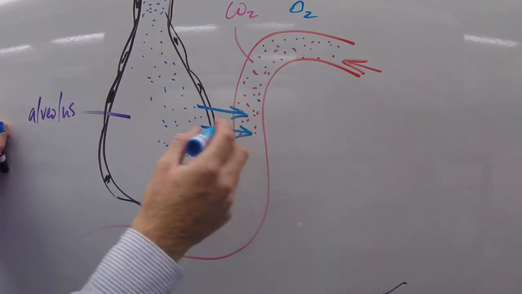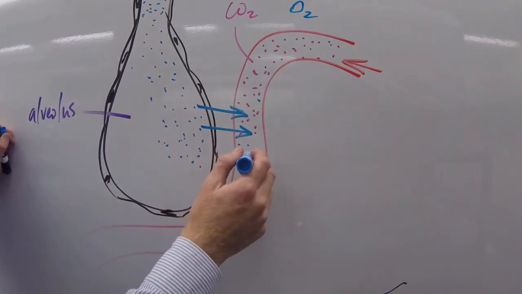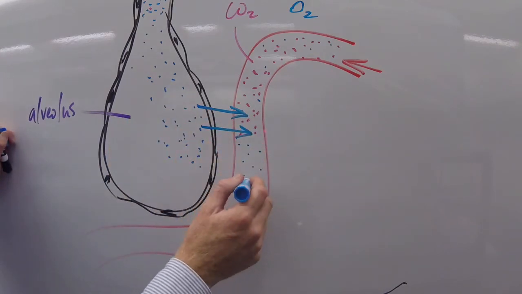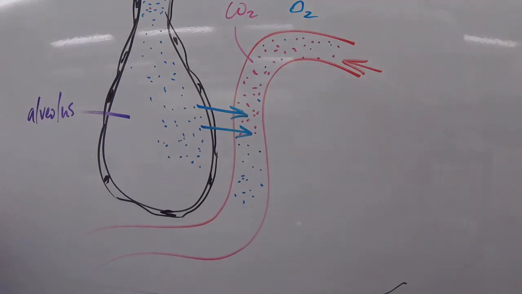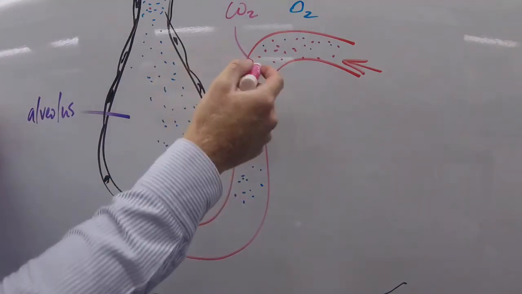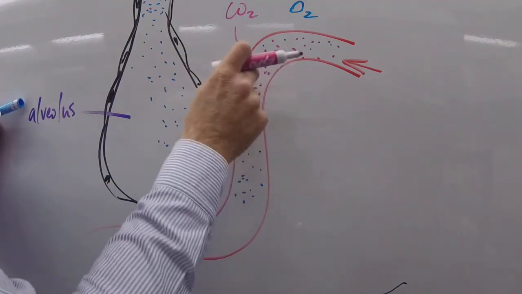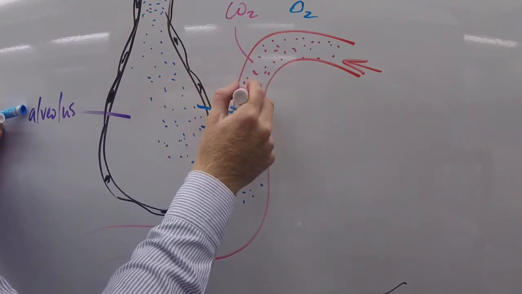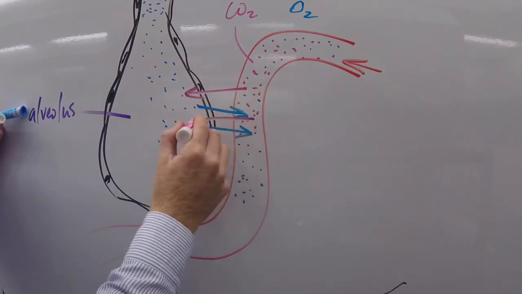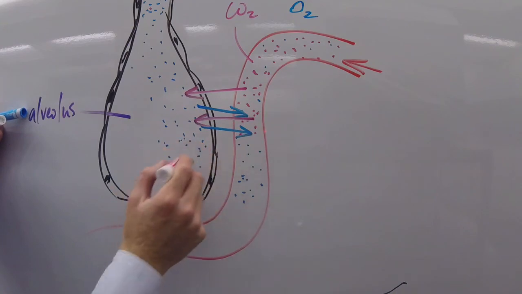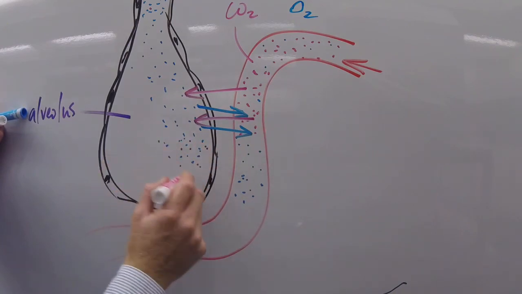And that's exactly what's going to happen. So all this oxygen diffuses into the capillary. And on the flip side, we've got all this CO2 in the blood. It's going to want to diffuse from high concentration to low concentration. So this guy is going to diffuse this way. All this CO2 diffuses into the alveolus.